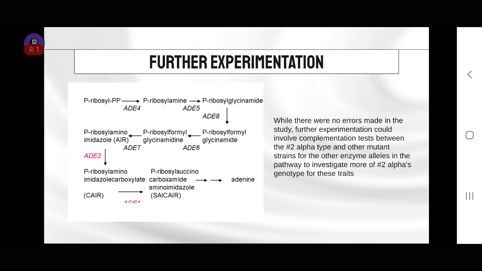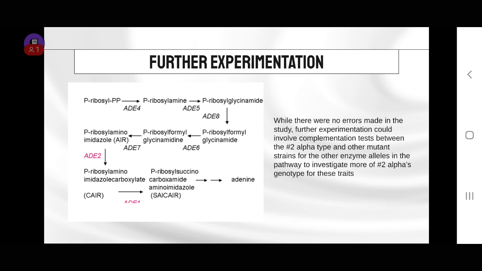While there were no errors made in the study, further experimentation could involve complementation tests between the number 2 alpha type and other mutant strains for the other enzyme alleles in the pathway to investigate more of the number 2 alpha's genotype for these traits. In the study, only ADE2 and ADE1 were the enzymes experimented with, for the complementation tests and possible crossing over, as well as rescuing of the genes.